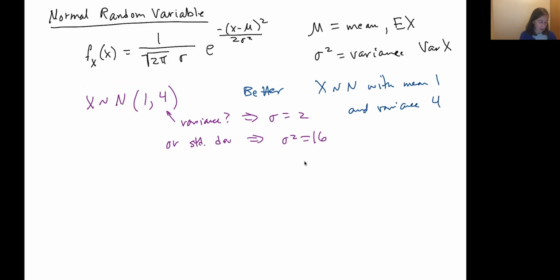So two important things to say about normal random variables. Some bad news and good news. The bad news is the CDF of the normal. We can just write it like this. It is the integral of that baby: 1 over root 2 pi sigma, e to the negative x minus mu squared over 2 sigma squared, with respect to x. That's what it is, and there's not a lot else to say about it.